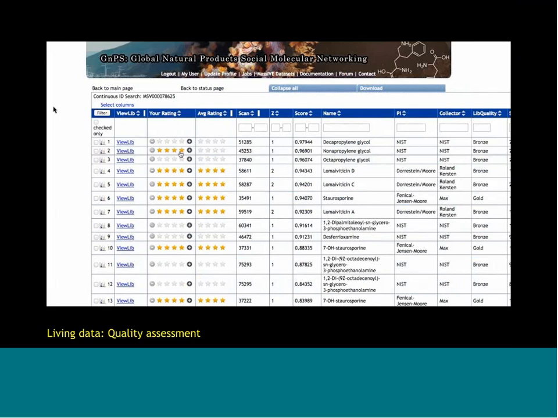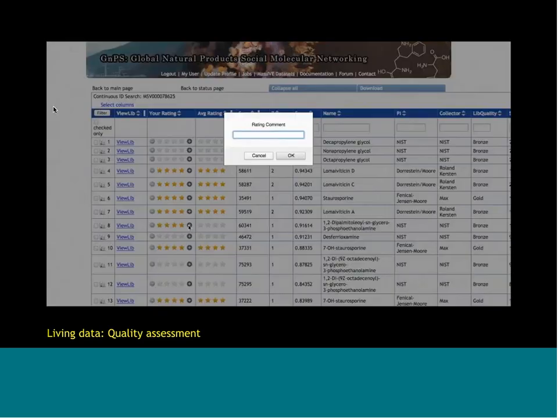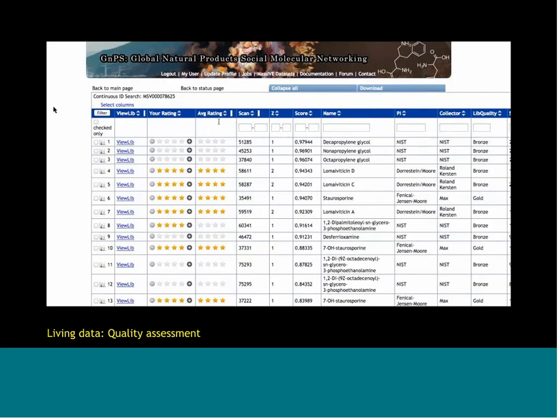And then this plus button that you see on the right there adjacent to the stars basically allows you to provide comments associated with this particular annotation. And all this information goes back into that wiki page associated with the spectrum. What that means is that people can have a dialogue in terms of the quality of these different annotations and have a discussion on this.